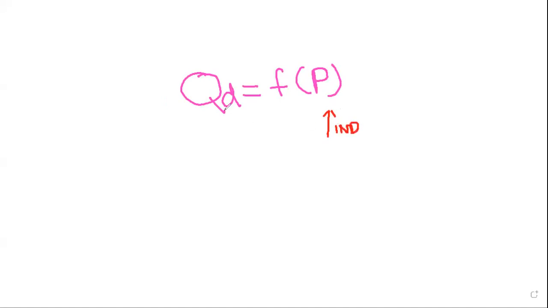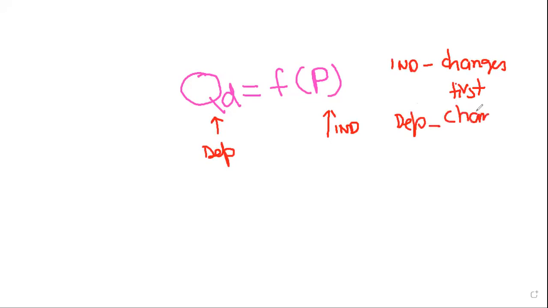What we did was, quantity demanded is a function of, if somebody is not familiar with mathematics, just tell me. This is independent by definition, always on the right. And anything on the left is dependent. So what is independent? Independent changes first. Dependent changes after and because of independent.